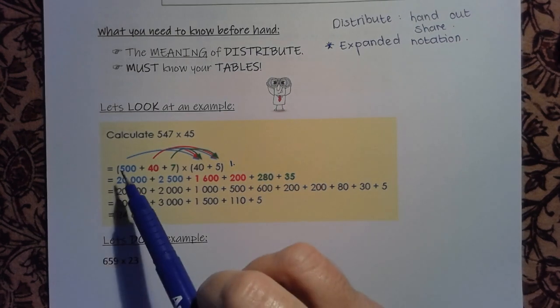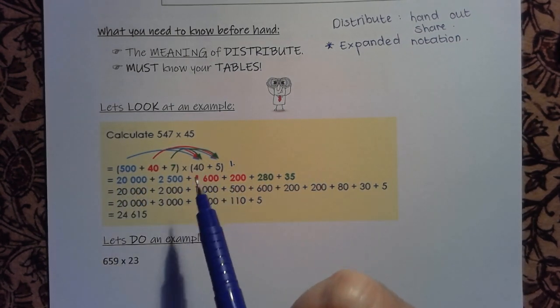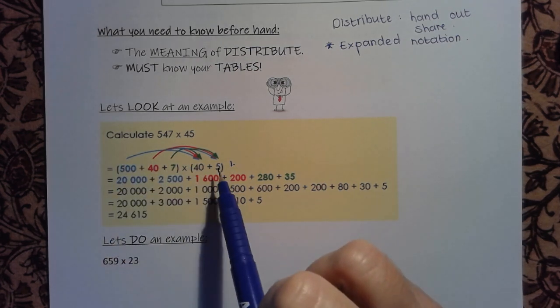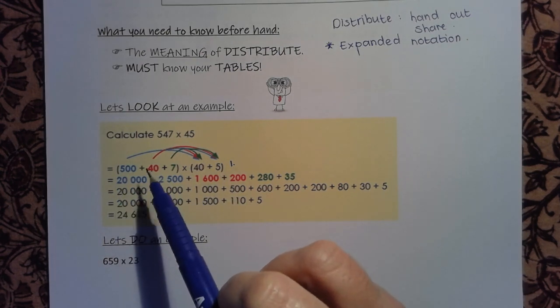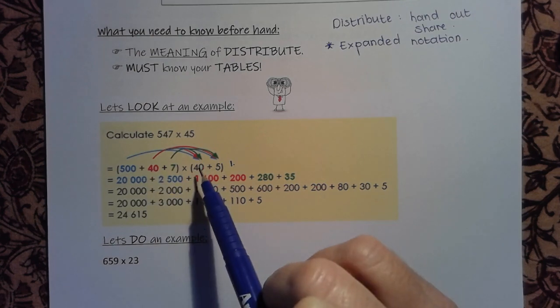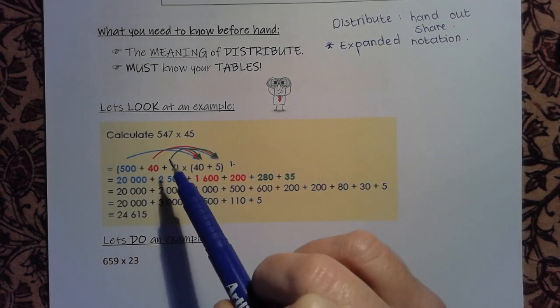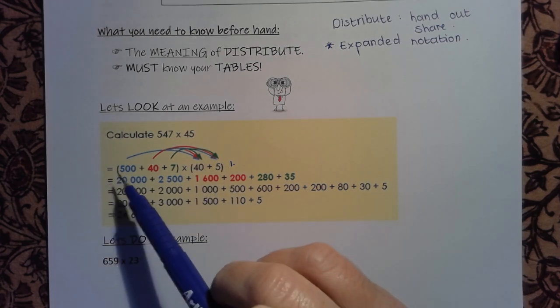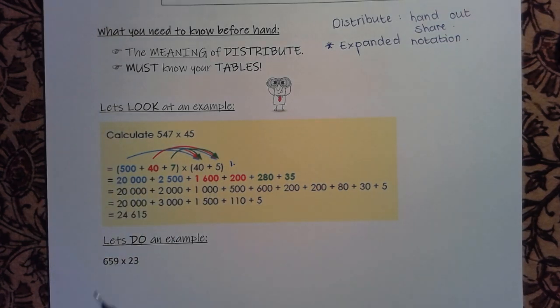Right, so when you multiply using the distributive method, you take the first number and you multiply it with both numbers in the second bracket. And then you do the same with the other two numbers. So you take the 40 and you multiply it with both 40 and with 5. And then you take the 7 and you multiply it with both 40 and with 5. And then all the answers you're going to add up together, and then you will get to your final answer.